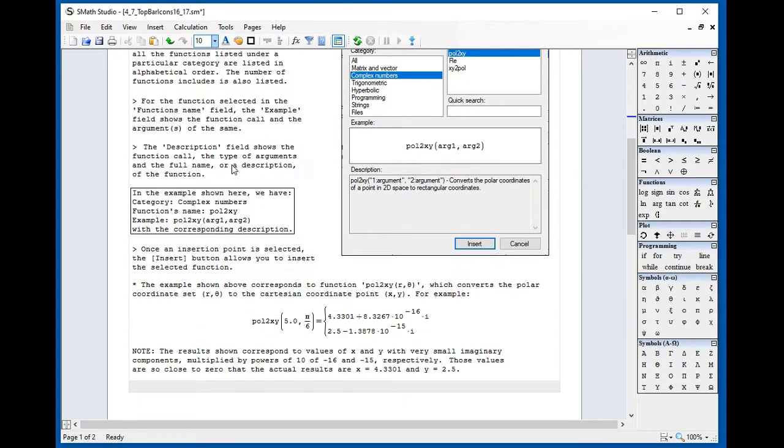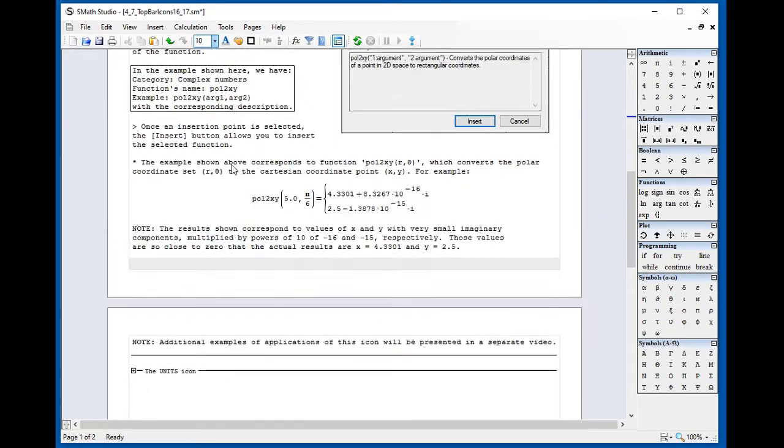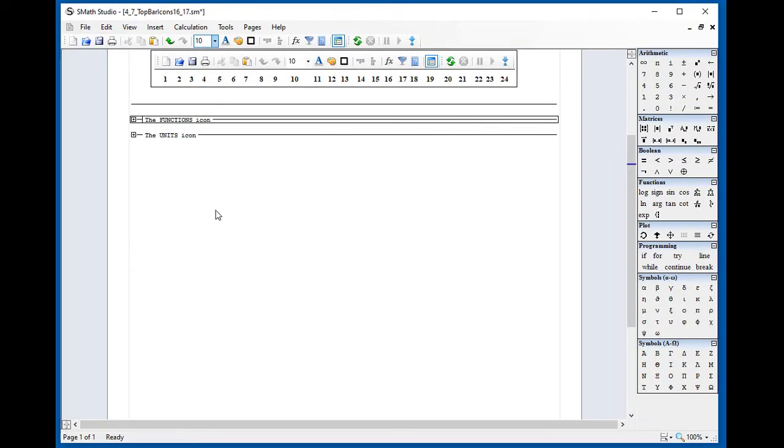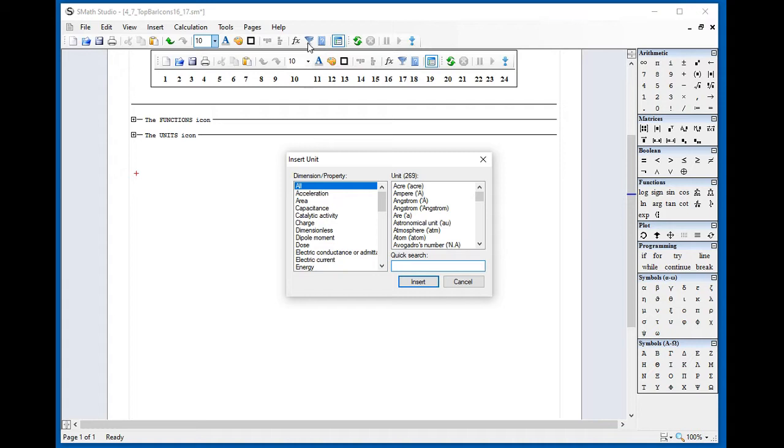The description, a couple of examples. Good. For units, it has an extensive number of units. If I click over here, let's say, and click on this funnel shape icon, I get this entry form.